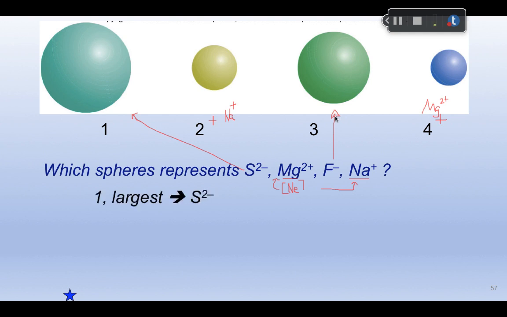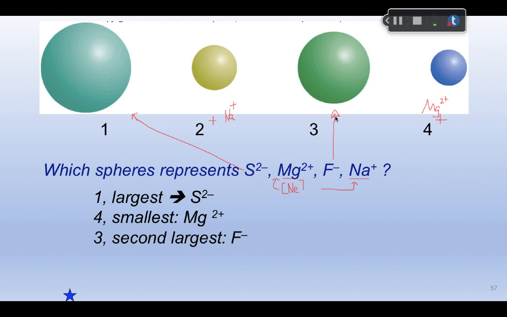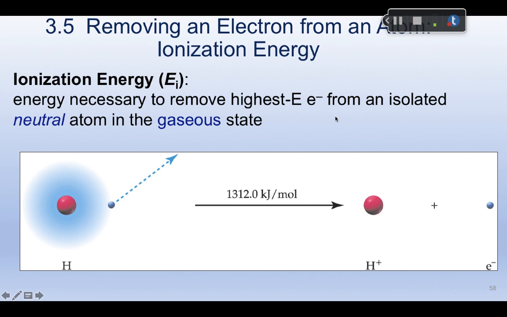So let's look at the pattern here again. The largest is going to be the sulfide ion with more shells. The third shell is full. The smallest one would be the magnesium ion because of the +2 charge, and it's a neon configuration with 10 electrons. The second largest is the fluoride ion, and the second smallest is the sodium ion. See if those patterns make some sense to you.